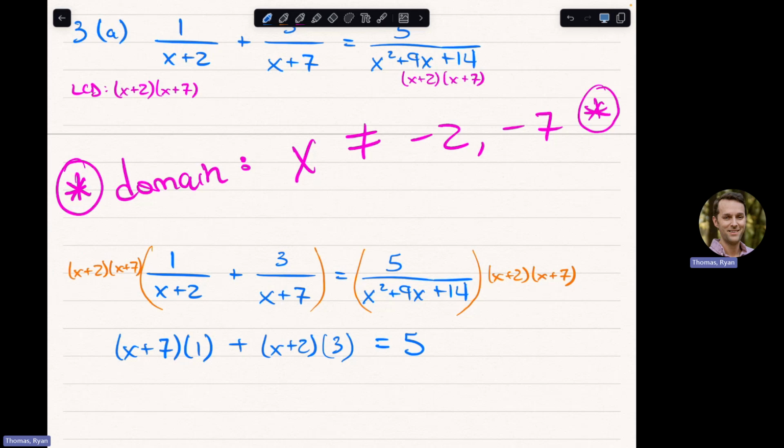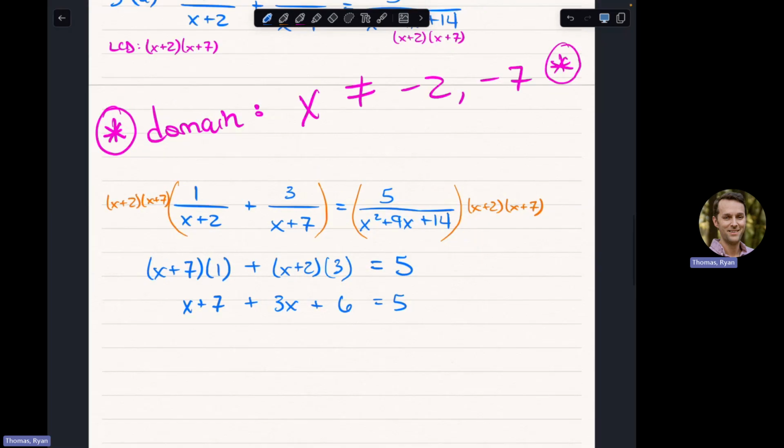Once we take care of it, you can draw a dotted line here if you want to. Just ignore everything up there and just focus in on solving this, right? We get to take a whole new look at the thing. This lets me look at it from a different perspective that is hopefully more familiar and more comfortable, right? So we solved that. What's x plus 7 times 1? x plus 7. What's x plus 2 times 3? 3x plus 6 and 5.